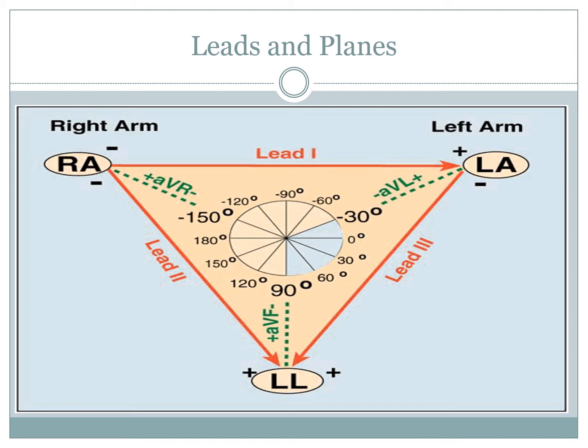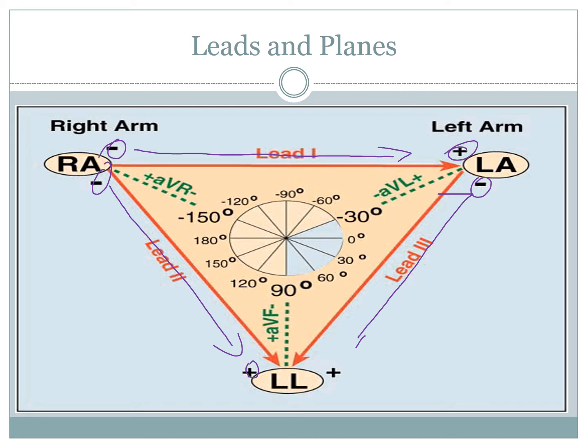So when we look at the leads specific to the frontal plane, we have lead 1. Now lead 1 connects to the right arm, which is a negative pole, and it goes towards the left arm, which is a positive pole. And lead 2 connects to the right arm, which is negative, as you can see, and travels towards the left leg, which is positive. And lead 3 connects to the left arm, which is negative pole, and then it travels towards the legs, which is a positive pole.